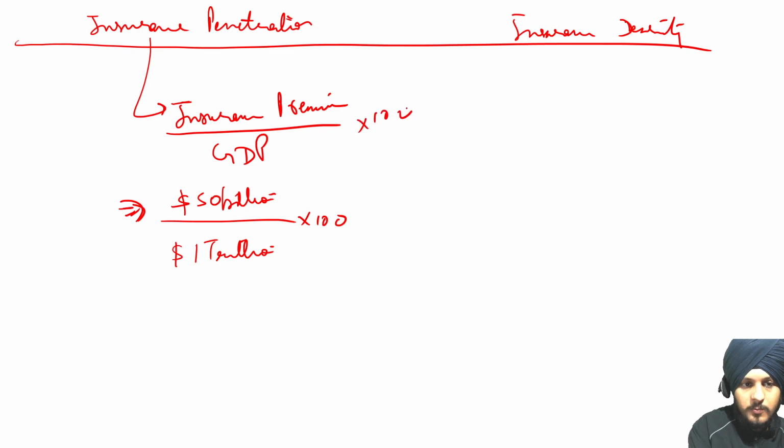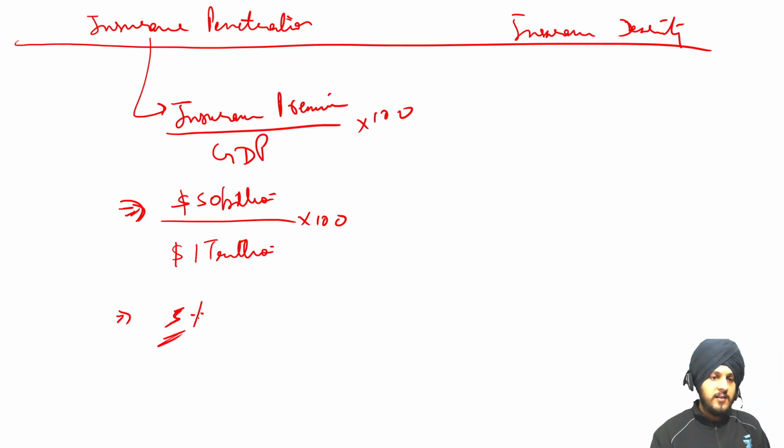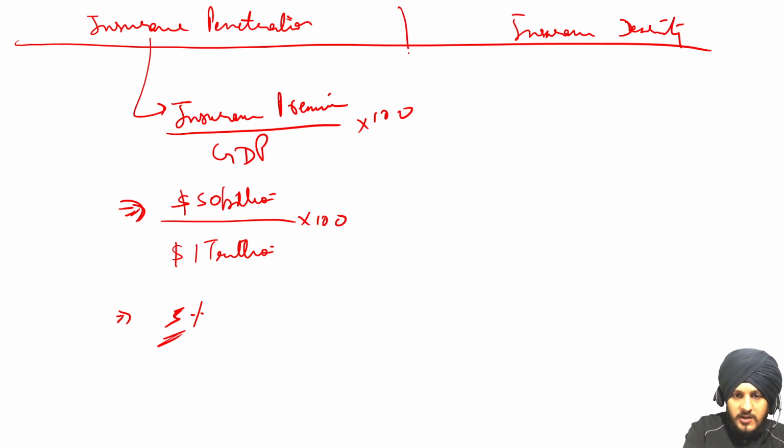Now what is going to be the insurance penetration? It is going to be 5%. So this means that the insurance penetration of that country is 5%, which means the insurance premium paid by the individuals of that country is 5% of the total overall economy, which is the GDP. So this is about the insurance premium.